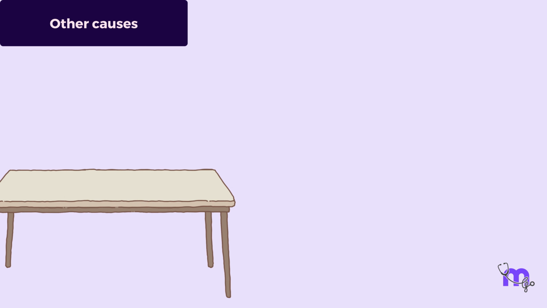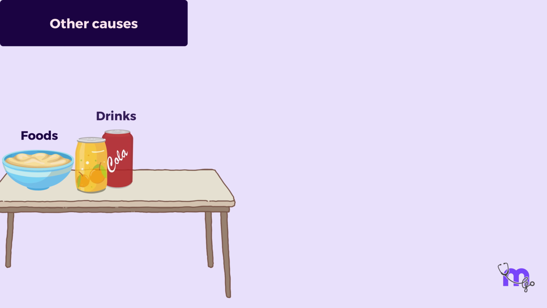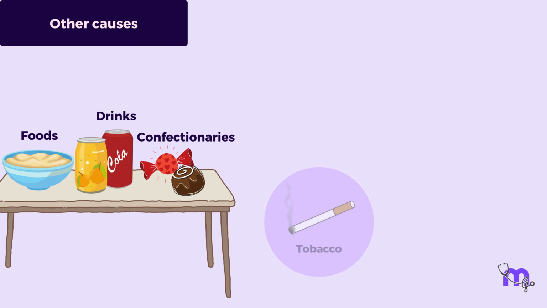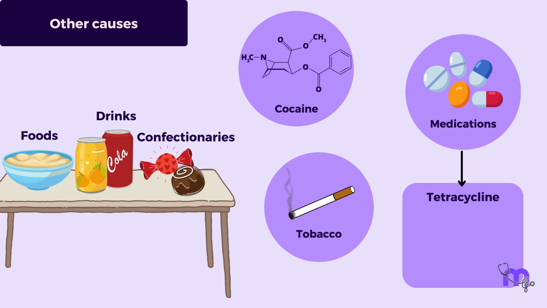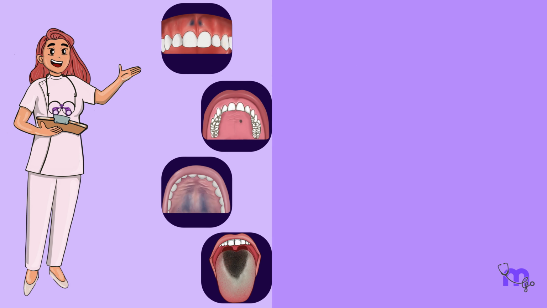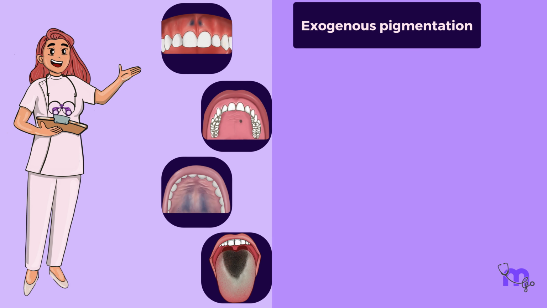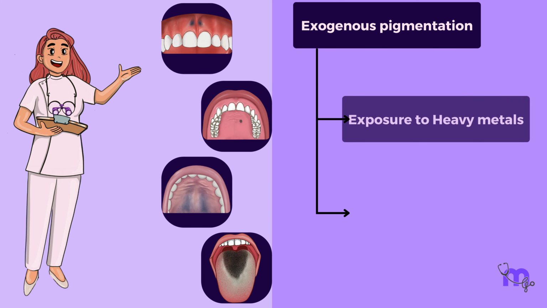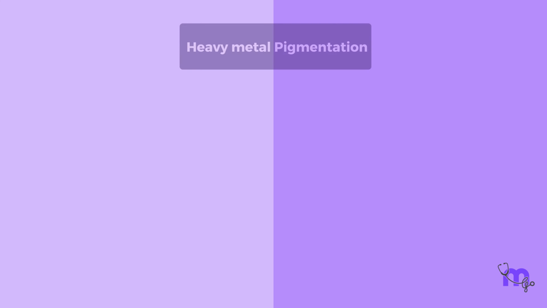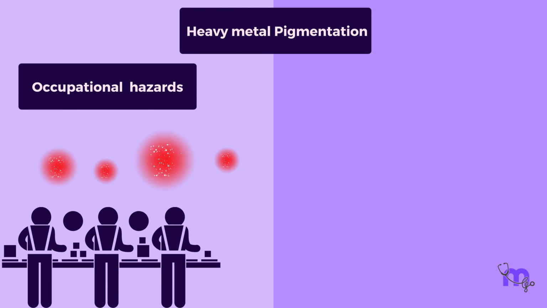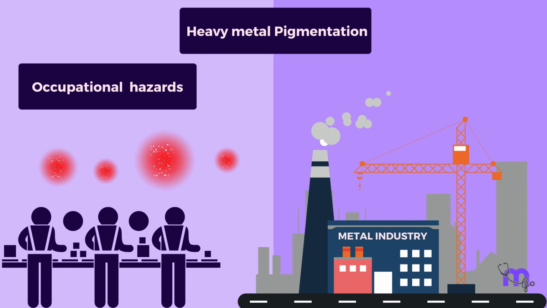Other causes of hairy tongue include foods, drinks and confectionaries, tobacco, cocaine, medications such as tetracycline, linezolid, olanzapine, bismuth, and erlotinib. Besides the 4 cases we discussed, exogenous pigmentation can be caused by exposure to heavy metals and medicinal metals. The pigmentation caused by heavy metals is an occupational hazard commonly seen in individuals working in heavy metal industries.